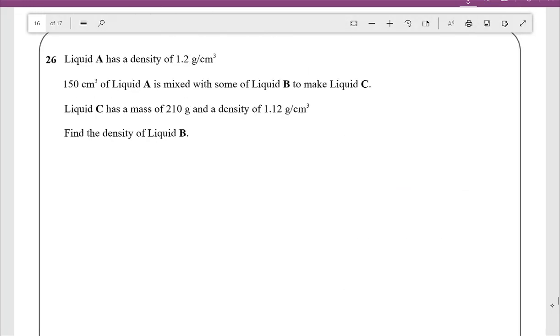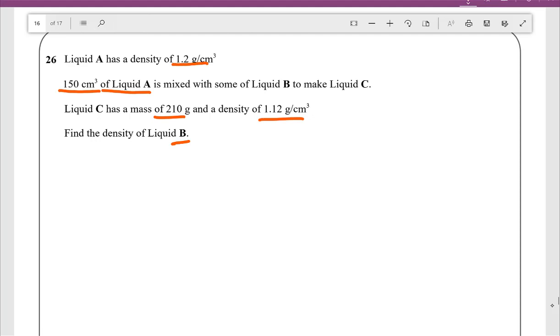Next, we have question number 26. Liquid A has a density of 1.2 grams. Let's just underline the important information. 150 centimeters cubed of liquid A is mixed with some of liquid B to make liquid C. So we're mixing A and B together to get liquid C. Liquid C has a mass of 210 grams and a density of 1.12 grams per centimeter cubed. Find the density of liquid B.